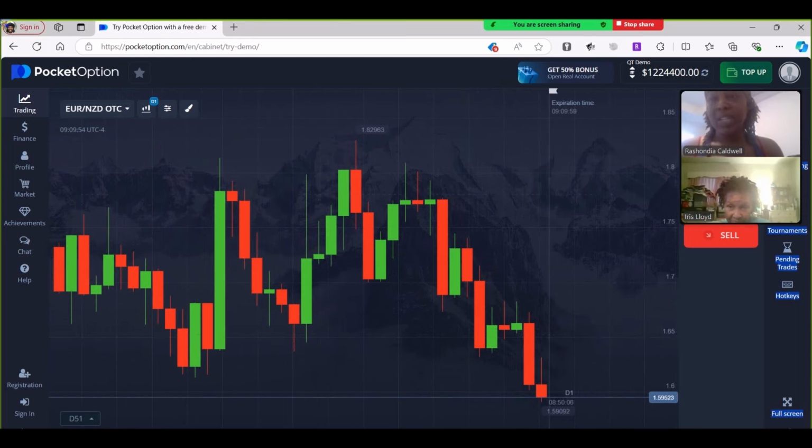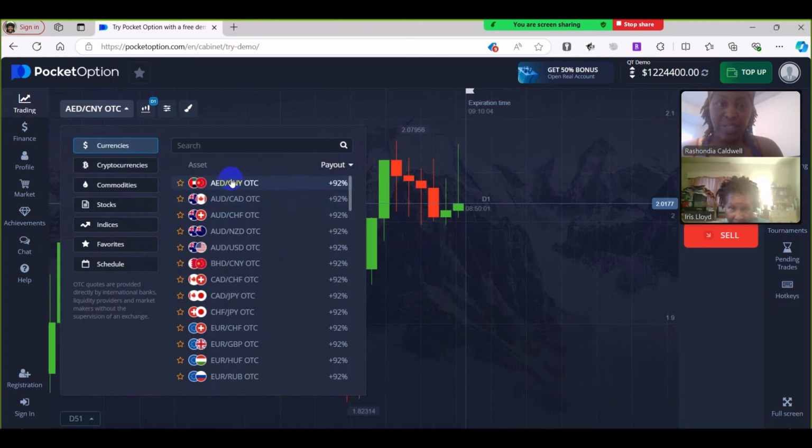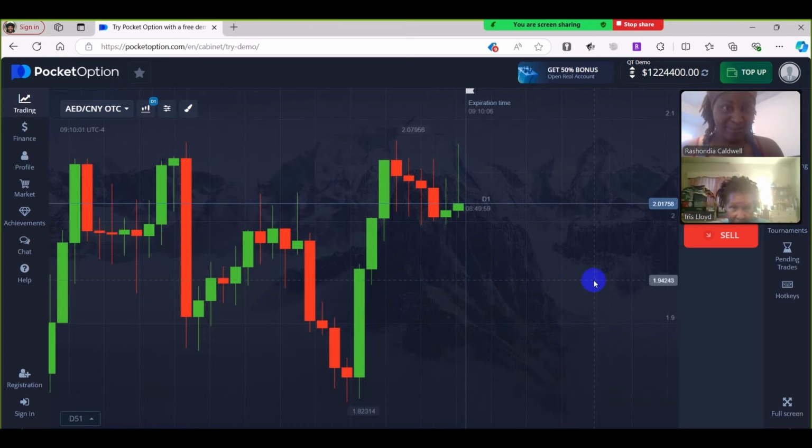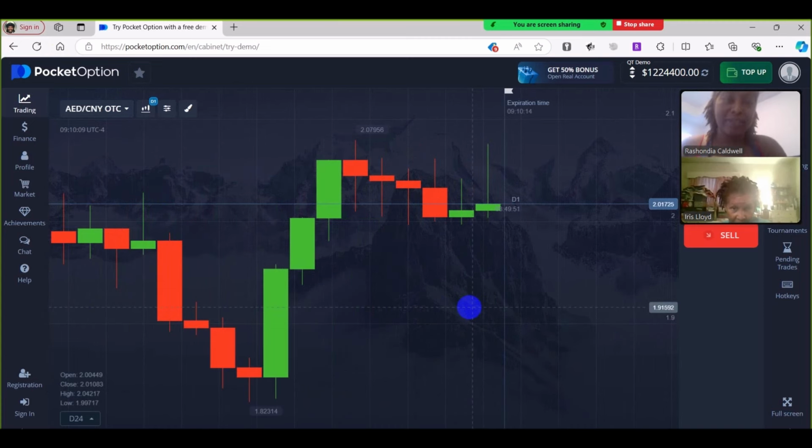Let me find one that got a lot of wicks so I can show you exactly. Oh, yes. This one right here. This is good eating right here. Okay, so it's this one candle. Today's candle is this candle right here. Right? It's a green candle. It's got a long top wick and a short bottom wick.